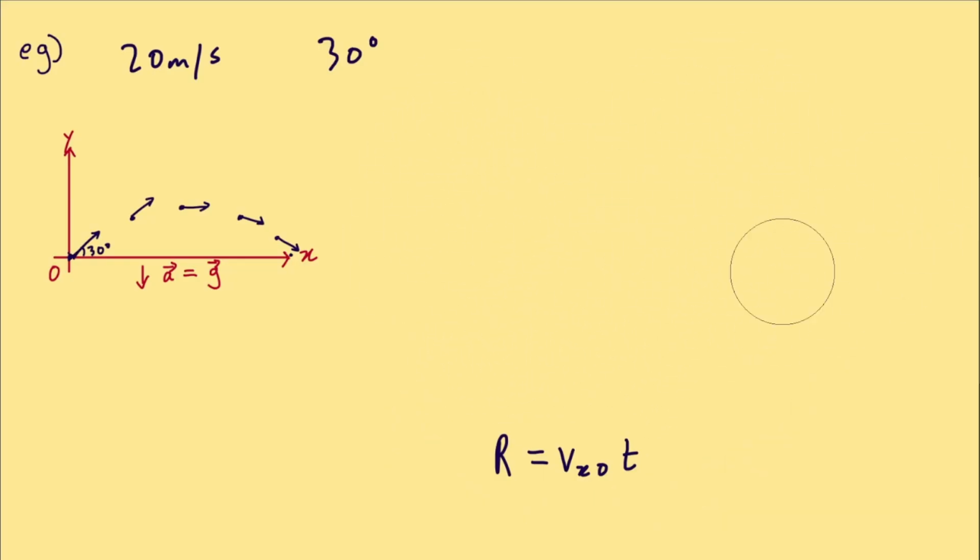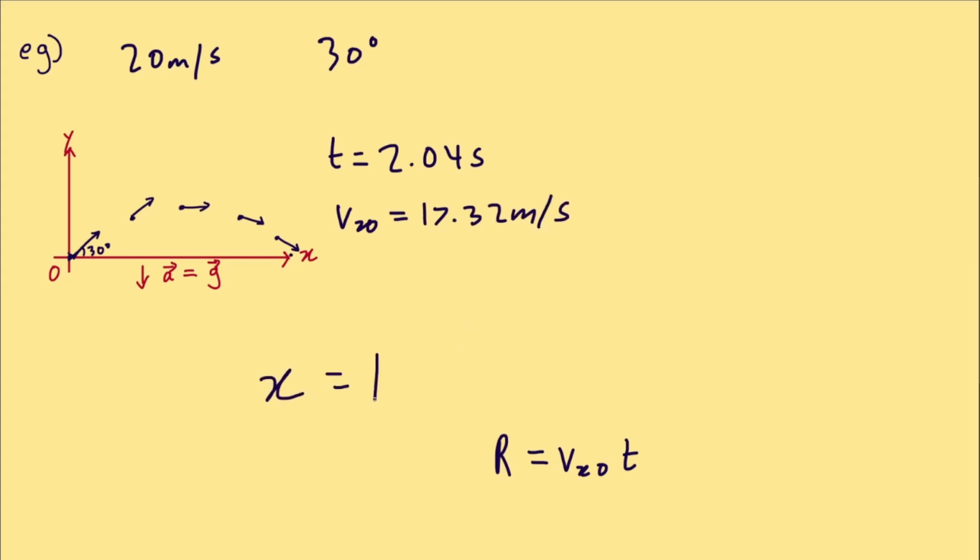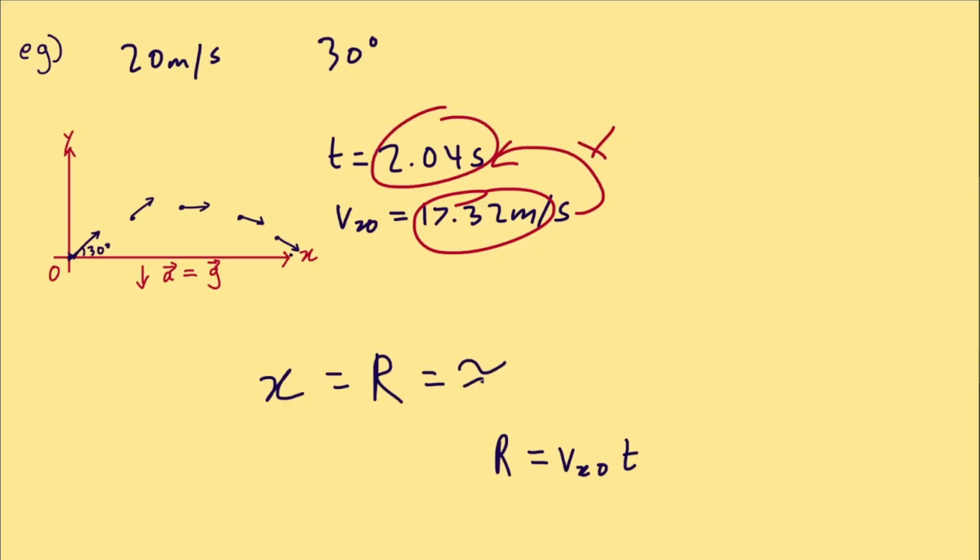Let's use it for our football example. So from our previous calculations, we know the total time this trip takes is 2.04 seconds. And the initial x velocity was 17.32 meters per second. So the level horizontal range, or the total horizontal distance traveled, is equal to this multiplied by this, which is roughly 35.33 meters.